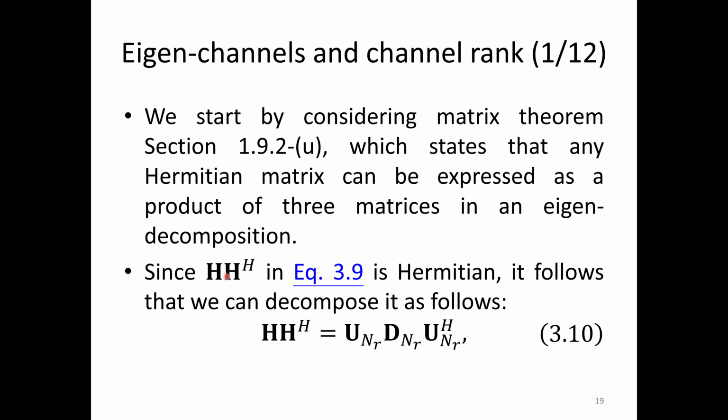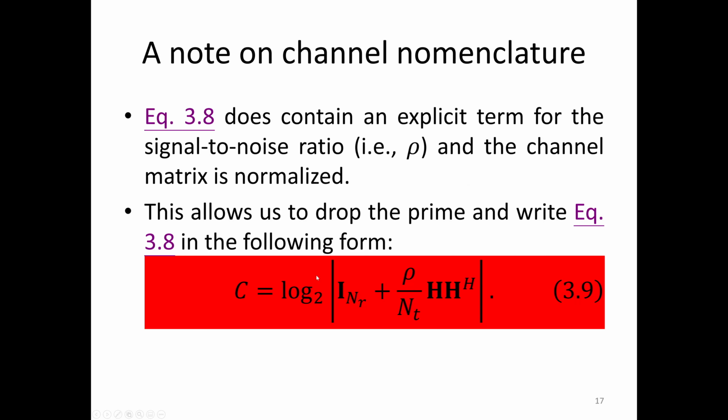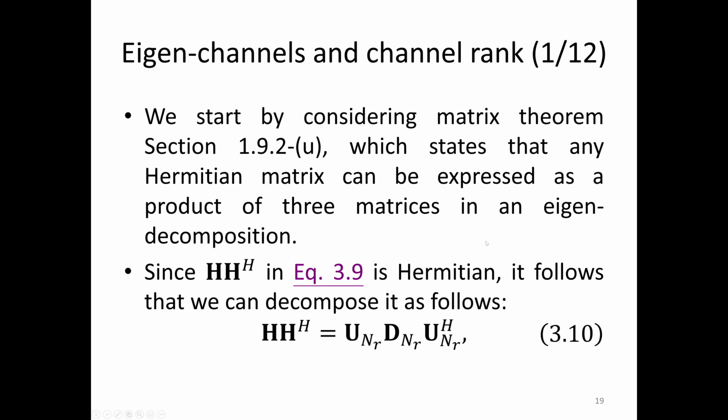Okay, since H times H Hermitian in equation 3.9, okay, let us go to equation 3.9. In equation 3.9, there is a matrix H times H Hermitian. Okay, let us go back to here. It's Hermitian. Okay, why is this matrix Hermitian?